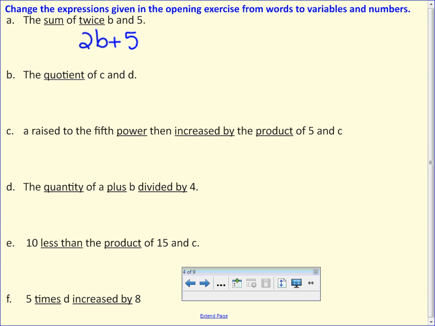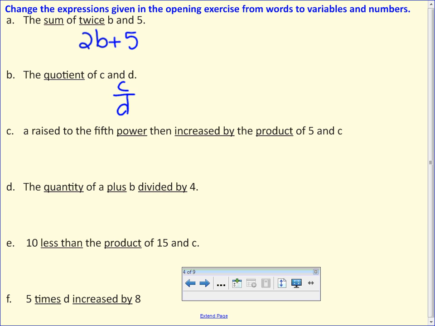Okay, so for B on the top, you should have underlined quotient. So now in exercise 2, the quotient of C and D. So how would we write that? C divided by D. Right, and we're going to write that as a fraction because now we're using fractions to represent division.